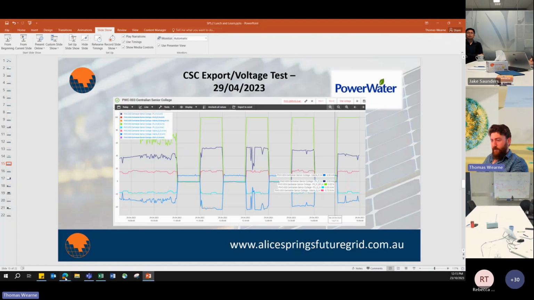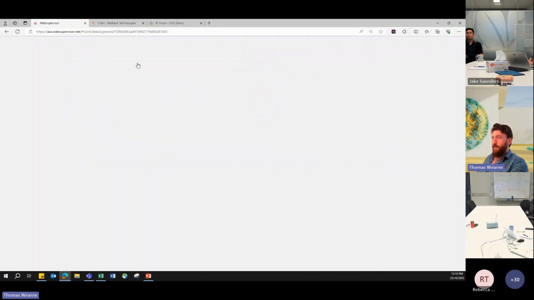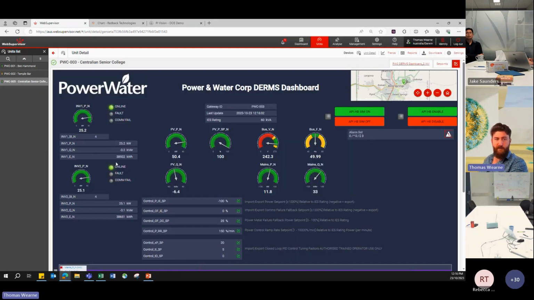I might just quickly show you what the Centralian controller looks like, if that's still visible. It's just loaded for me. Can I get a nod? Yep. So this is the Centralian dashboard.